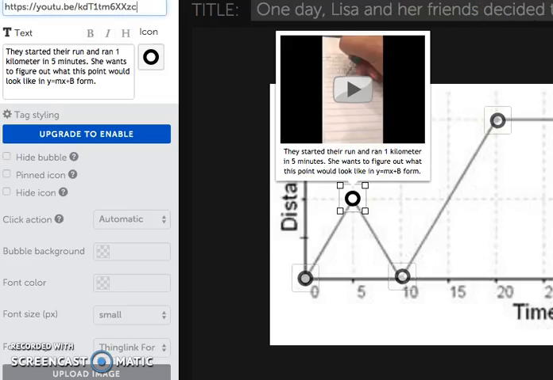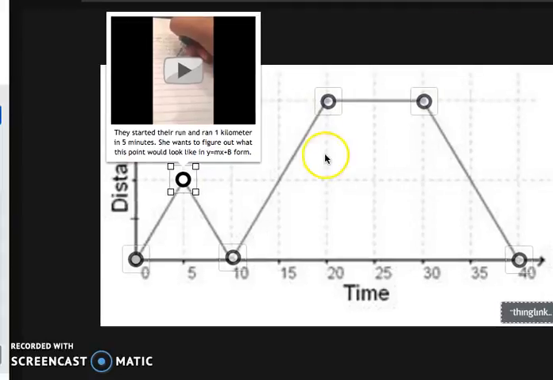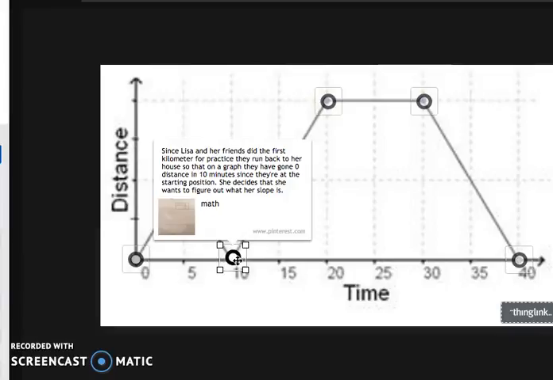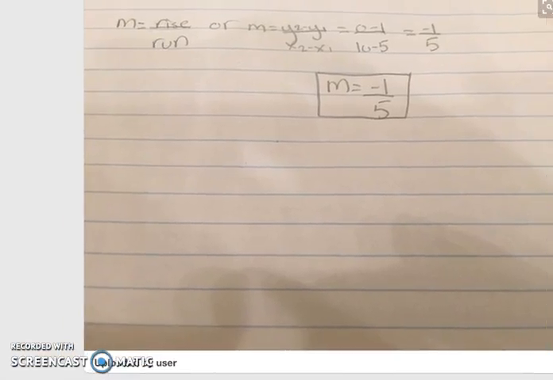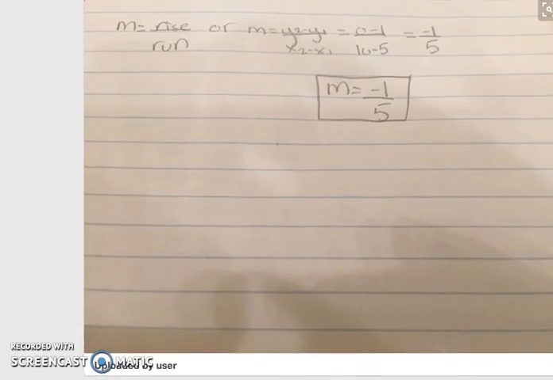The next thing that they do is they decide to run back to the house, so on a graph they have gone 0 distance in 10 minutes since they're at the same starting position. Lisa decides that she wants to figure out what her slope is. This is how you do the slope. It's m equals rise over run, or y2 minus y1 divided by x2 minus x1. So that's equal to negative 1/5, which would end up being their slope.